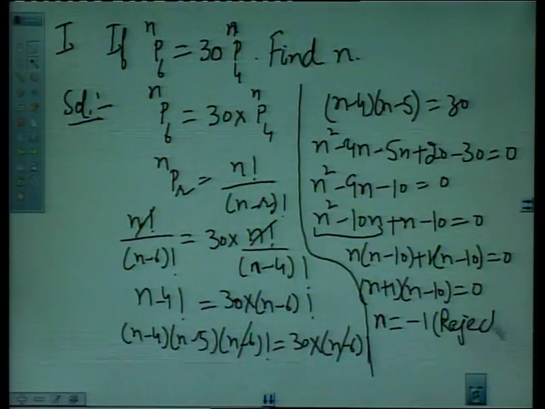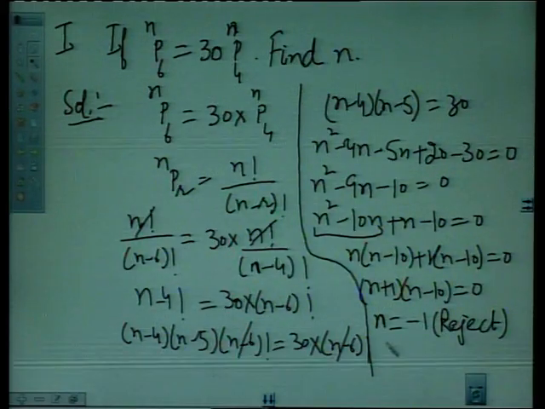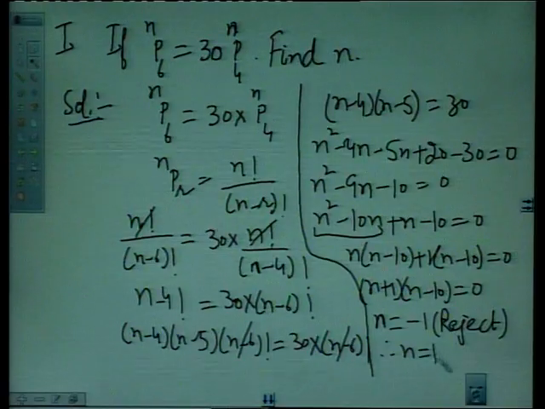Why are we to reject it? Because n cannot be negative. Therefore, n is equal to 10 is the answer. Now, let us repeat quickly its steps. The question was nP6 is equal to 30 times nP4 and we are to find the value of n.